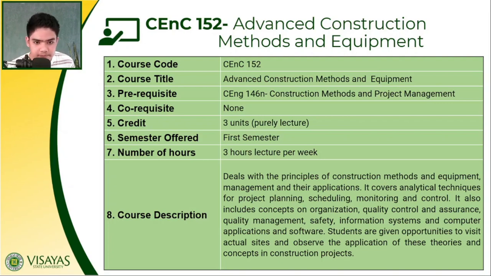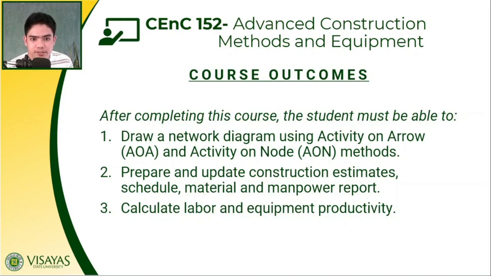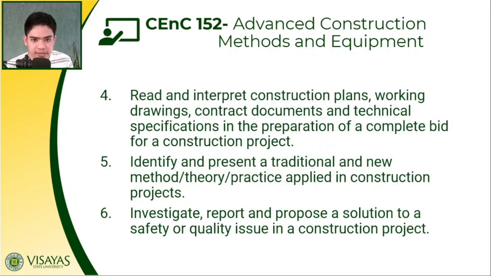So the course outcomes for this is, after completing this course, the student must be able to, number one, draw a network diagram using the activity on arrow or AOA and the activity on node or AON methods. Prepare and update construction estimates, schedule, material, and manpower report, and calculate labor and equipment productivity. Read and interpret construction plans, working drawings, contract documents, and technical specifications in the preparation of a complete bid for a construction project. Identify and present traditional and new methods, theories, practices applied in construction projects. And the last one is investigate reports and propose a solution to a safety or quality issue in a construction project. So this course is the further expansion of your CN 146N, which is your construction methods and project management.